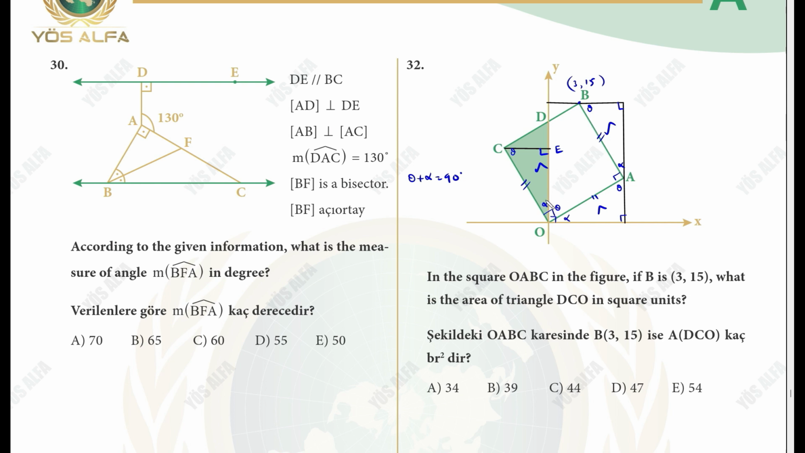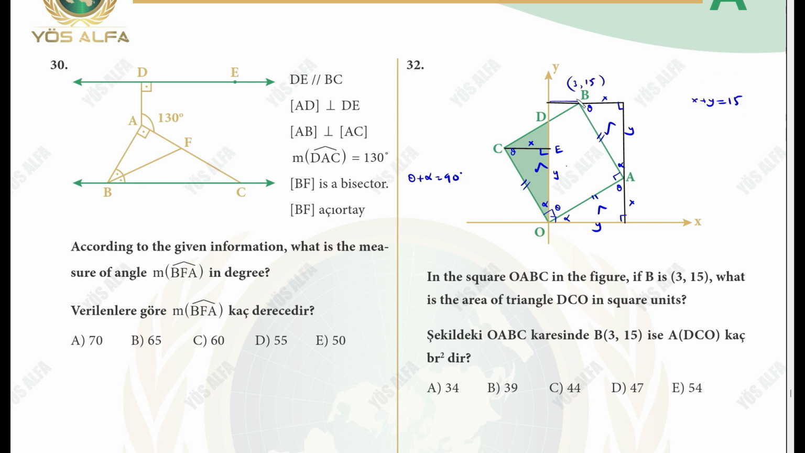So let's say the opposite side of alpha is x and the opposite side of theta is y. So here we have the same, since they are all congruent, we have the same sides too. The opposite side of alpha is x, the opposite side of theta is y, the opposite side of theta is y, the opposite side of alpha is x. So now this length is nothing but the y coordinate of point B. So we can write down x plus y is equal to 15.